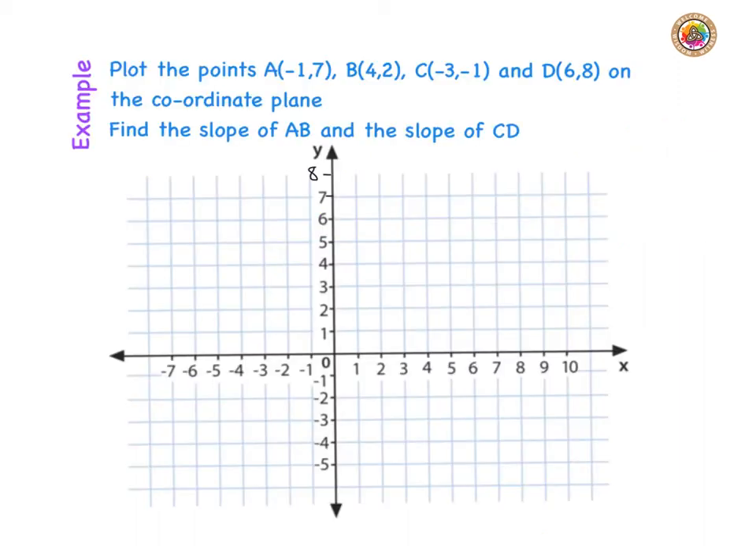Okay, so here we go. We've an example given to us. It says plot the points and so on, and then find the slope of AB and the slope of CD. So I'm going to plot the points first of all.